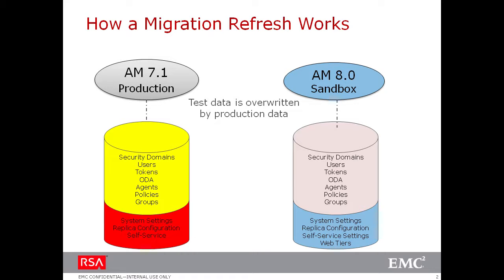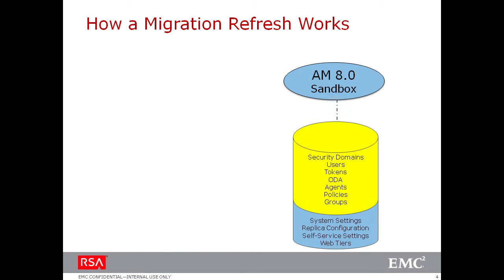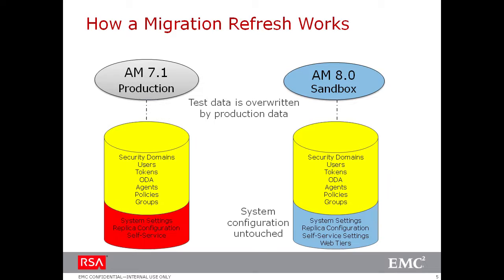Here we'll do another export. At this point, one could assume it's a production export. So the security domains, users, tokens, on-demand policies, agents, all that stuff is taken out of the 7.1 system and exported into AM8. But the system settings, replica configuration, web tiers, and so forth are all left alone on the AM8.0 side. All of that stuff remains untouched. At that point now, my AM8.0 sandbox is matched up with what my 7.1 system had, and now my test environment is ready for production through the simple IP cutover or by updating my agents.